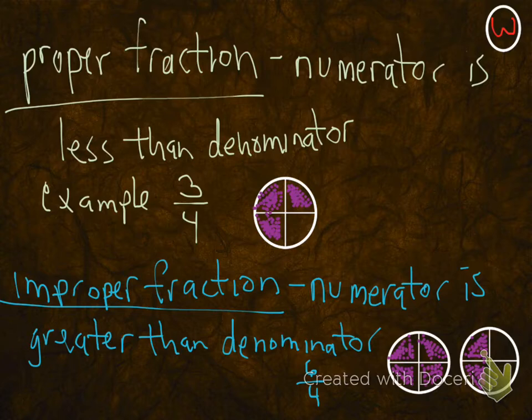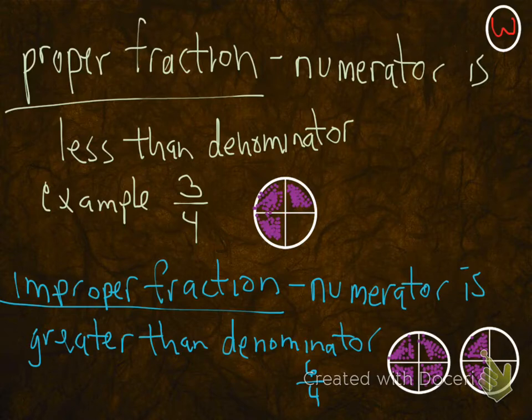Okay, more notes, little W in the corner. So we want to define a proper fraction. Simply put, that is when the numerator is less than the denominator. An example, 3/4. And there's a picture of what it might look like, 3 parts shaded in out of a whole thing that's been divided into 4 parts.